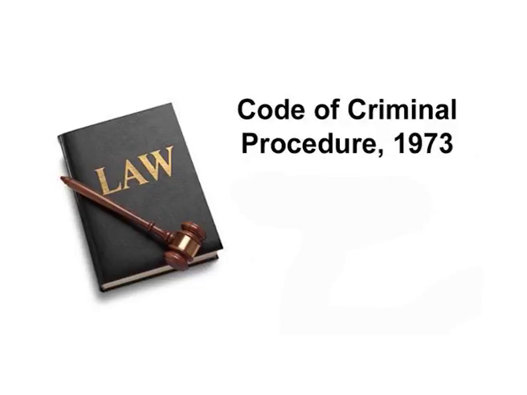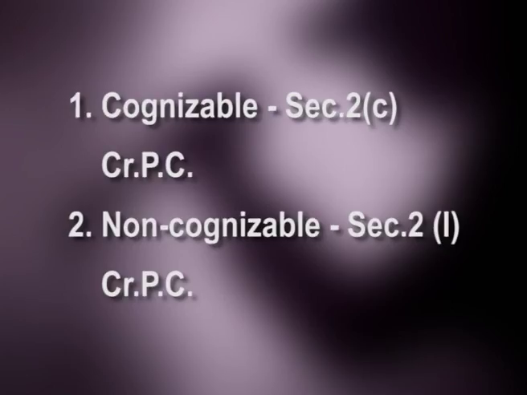Module 4, Classification of Crimes in India. The Criminal Procedure Code, that is CrPC, classifies all crimes into two categories. One is cognizable, that is Section 2(c) of CrPC, and the next is non-cognizable offences, that is Section 2(l) of CrPC.